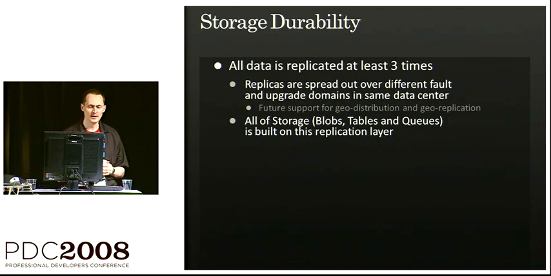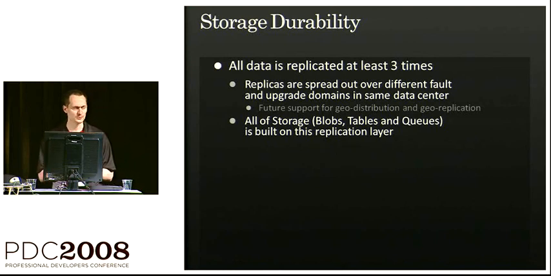And all of this fault tolerance is provided right now for the CTP out of a single data center. We'll have future support for geo-distribution and geo-replication of the data, and that'll come at a later point in time. Now, all the storage we have, blobs, tables, and queues, these are all built on this replication layer.